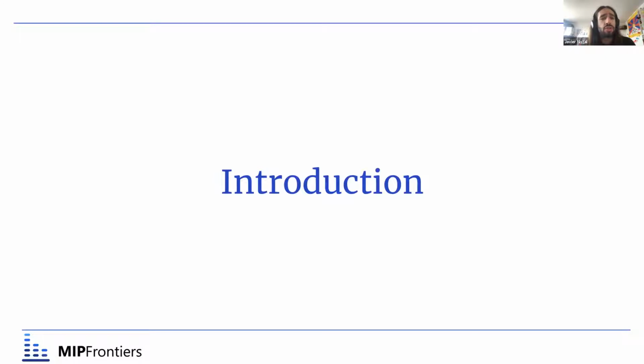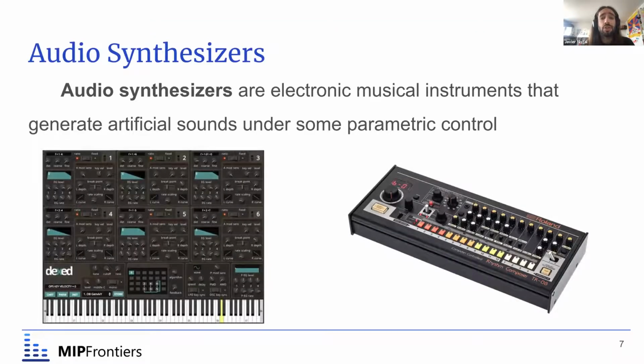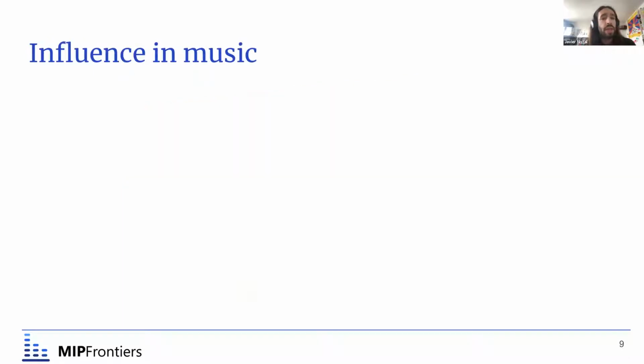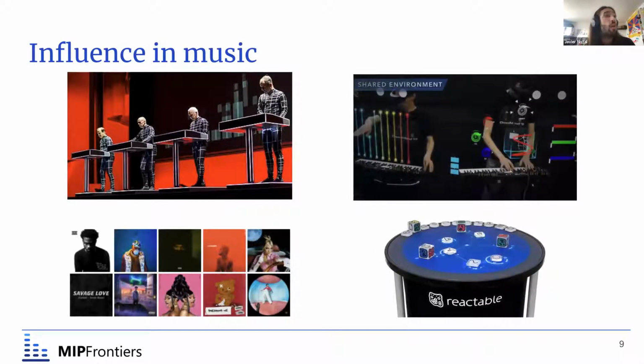So let me start by introducing and motivating the topic a little bit. Audio synthesizers are electronic musical instruments that generate artificial sounds under some parametric control. They became popular during the 70s after some technological breakthroughs that enabled their mass production. Today, their use is widespread across a variety of music genres, and in fact, many of these exist thanks to synthesizers. But they have influenced not only the music we make, but also how we make it, by inspiring novel paradigms for musical expression and creation.